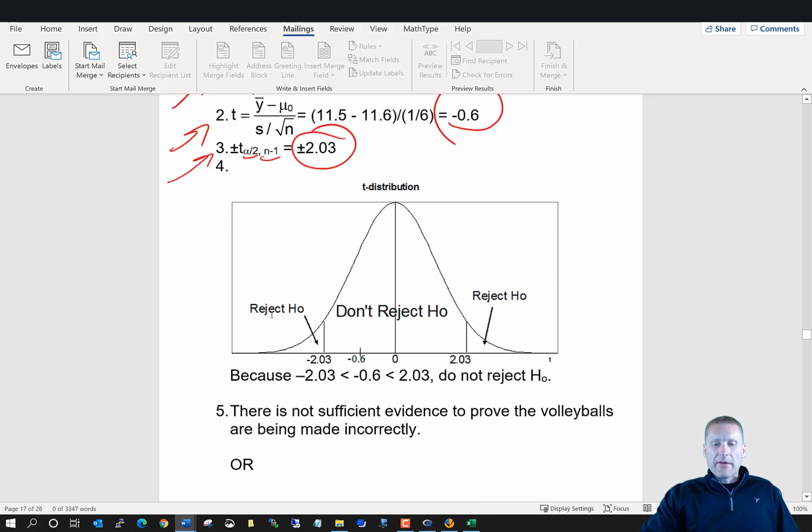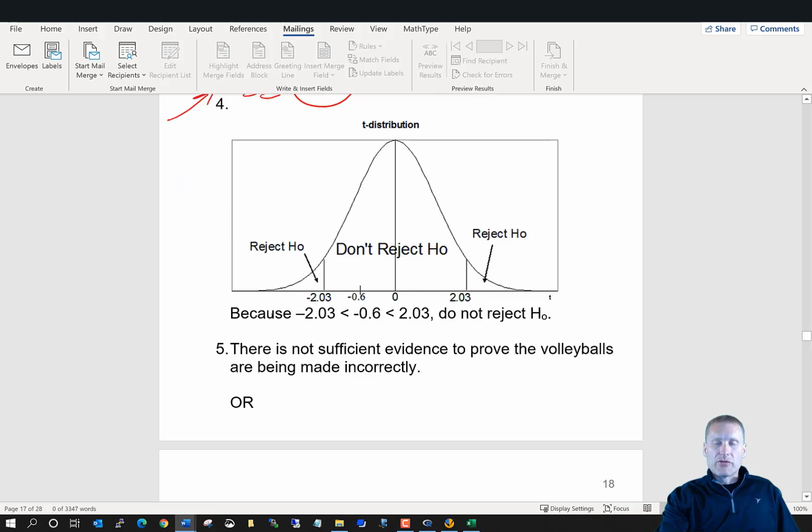Step 4, let's graph it out. So I draw my t distribution. Then I put the critical values on it. Then I plot my test statistic value, negative 0.6. Then I label my don't reject regions and my reject regions. Obviously, negative 0.6 falls in my don't reject region. So I say, because negative 0.6 is between these two critical values, don't reject H0.